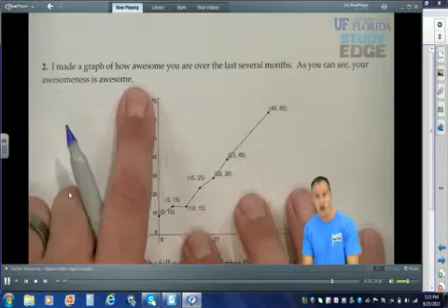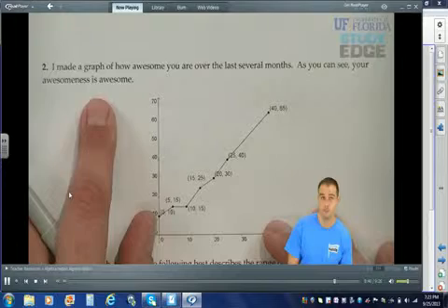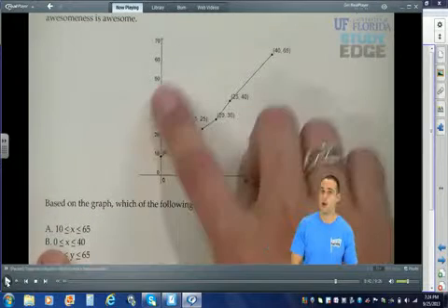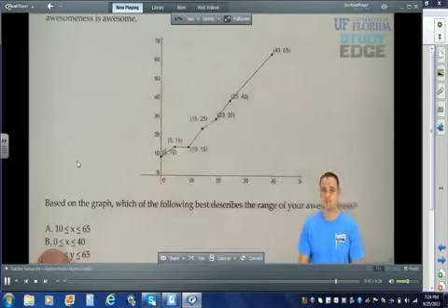And then let's do another continuous piecewise line segment. I made a graph of how awesome you are over the last several months. As you can see, your awesomeness is awesome. Regardless, you have... No, that's not a graph of the awesomeness of the Miami Heat. Get real. Focus. Have a line segment.